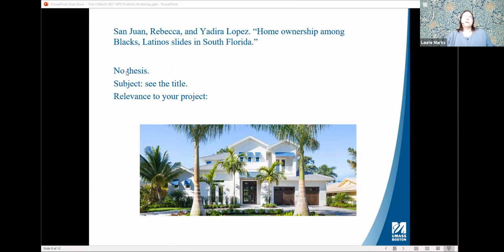So they're reporting on a decrease in home ownership among these two groups in their particular area. Since this is a report and not an essay, it's quite easy to read.